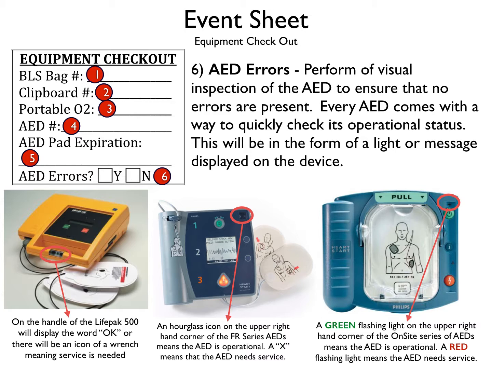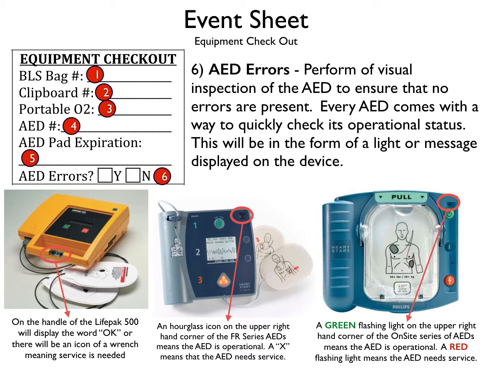You see with the LifePak 500 that the screen is on the handle of the device and says OK. If there is a wrench icon, then that means service is needed. For the Philips FR2 devices, in the upper right-hand corner is an hourglass sign. If you see an X, that means the AED needs service.